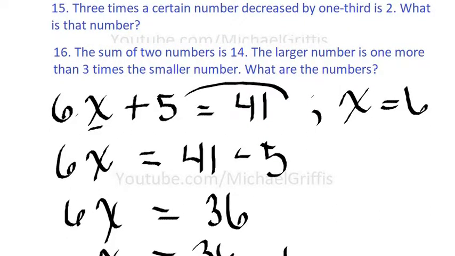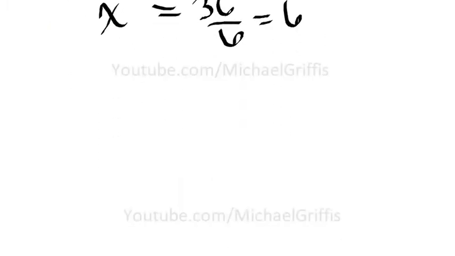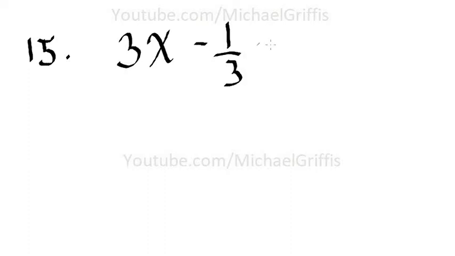Alright, let's take a look at number 15. 3 times a certain number decreased by 1/3. 3 times a certain number, come down here. What number was this? Oh, 15. 3 times a certain number decreased by 1/3 is 2, and they're asking solve for x in this problem.